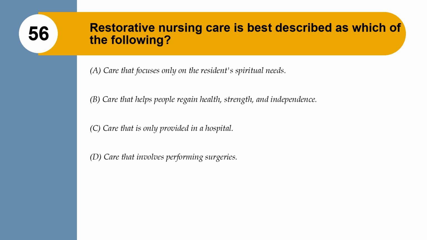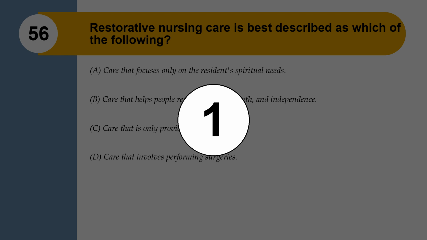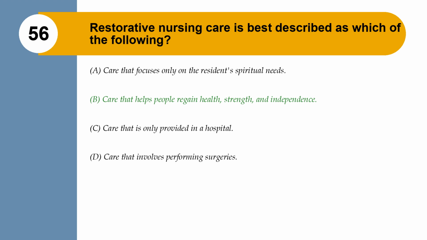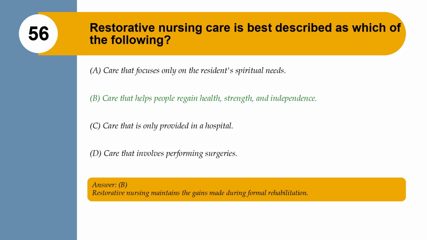Question 56. Restorative nursing care is best described as which of the following? Option A, care that focuses only on the resident's spiritual needs. Option B, care that helps people regain health, strength, and independence. Option C, care that is only provided in a hospital. Option D, care that involves performing surgeries. The correct answer is option B, care that helps people regain health, strength, and independence. Explanation. Restorative nursing maintains the gains made during formal rehabilitation.